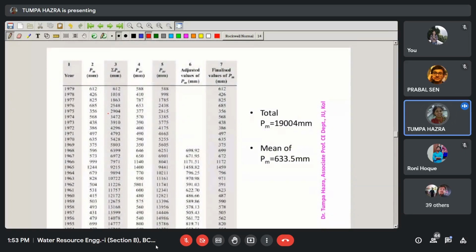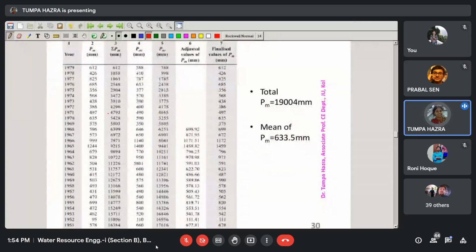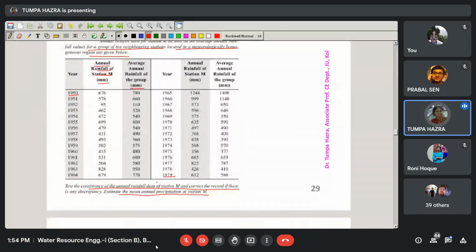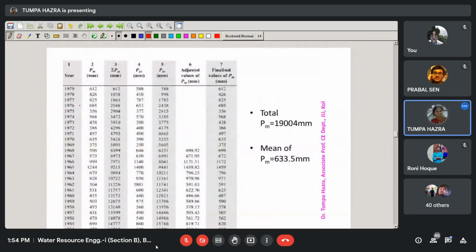So what we will do, we will first arrange the data in reverse chronological order. The last entry, that is the 1979 entry, will become first, and the first entry, that is the 1950 entry, will become last.